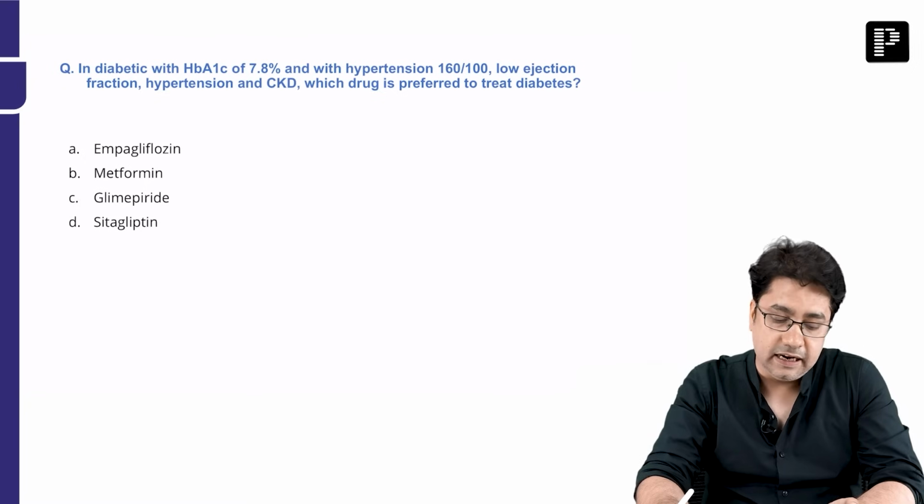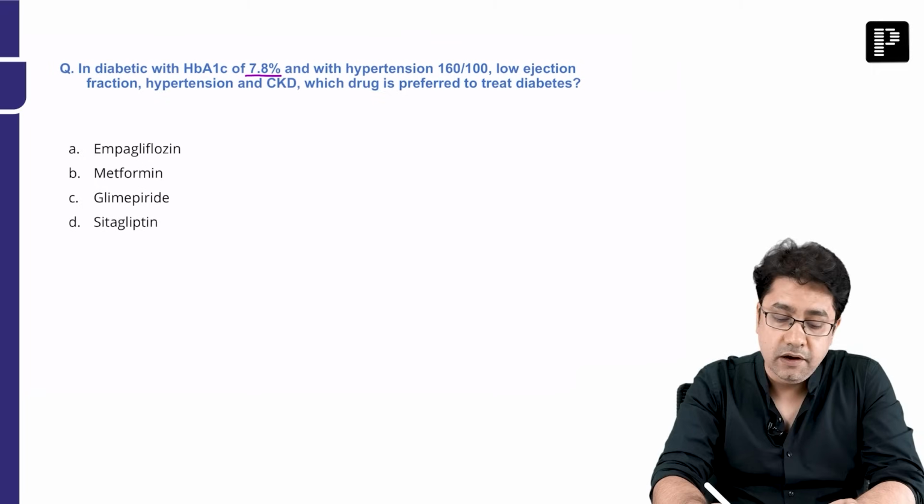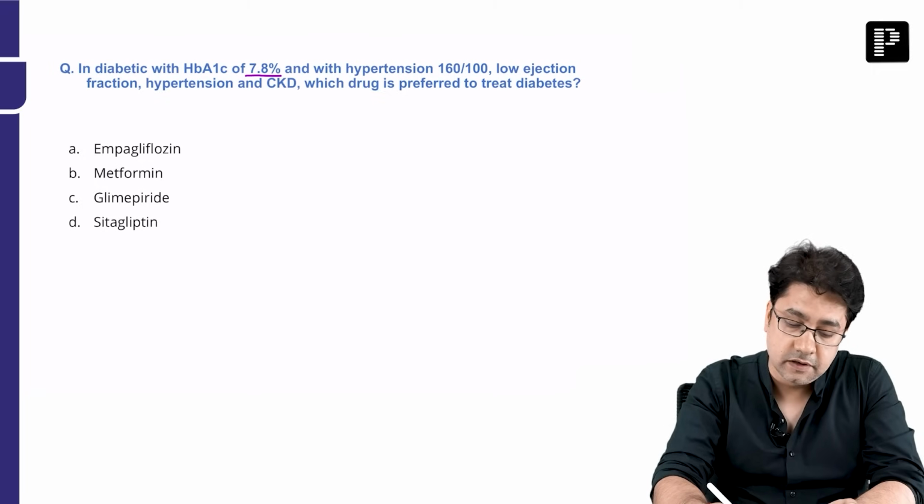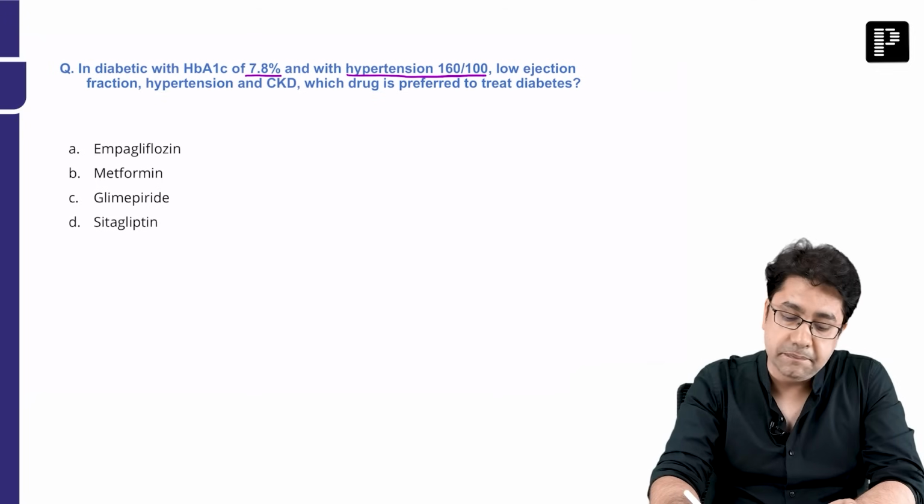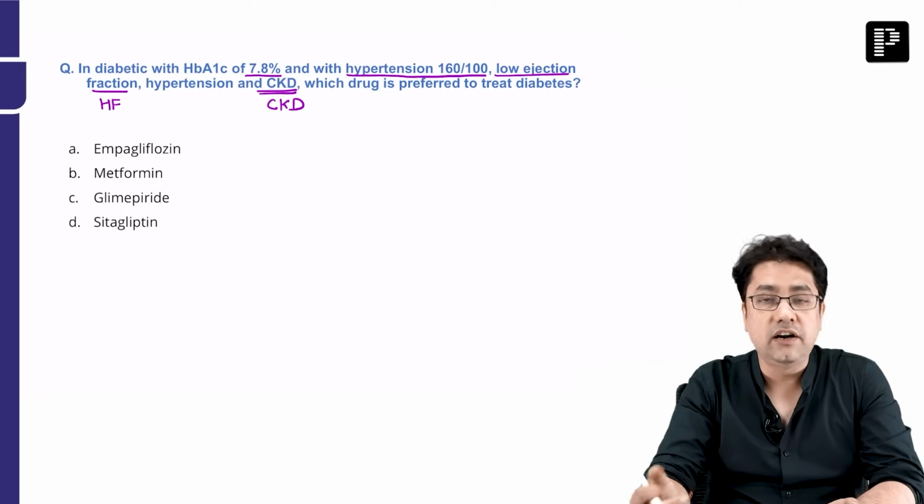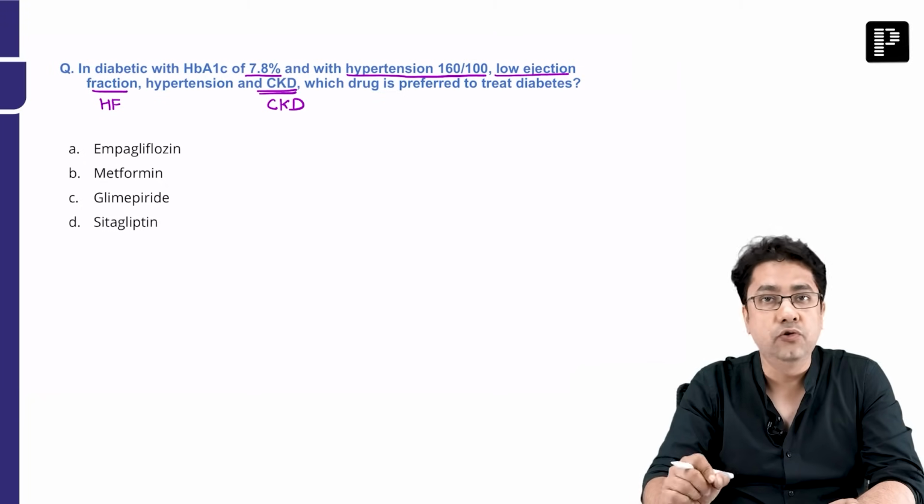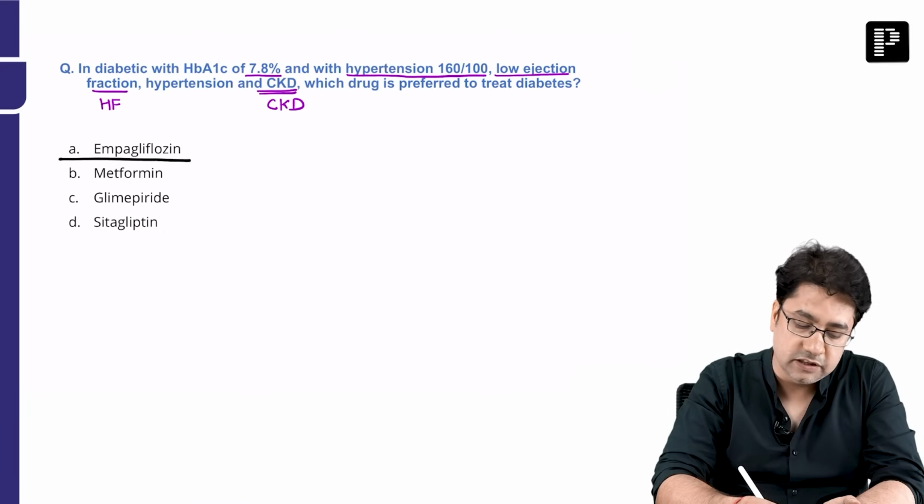Next question is a diabetic with HbA1c of 7.8 with hypertension and the blood pressure is 160 by 100, and the patient is having low ejection fraction, that means the patient is having heart failure also, hypertension and CKD, that is kidney disease also. So which drug is preferred in this patient to treat diabetes? Again, the answer for this question is empagliflozin, which is an SGLT2 inhibitor.